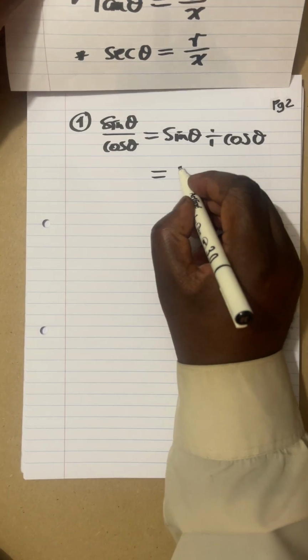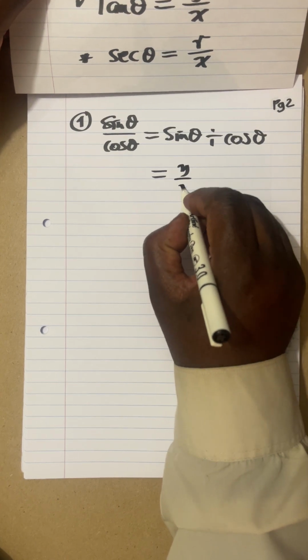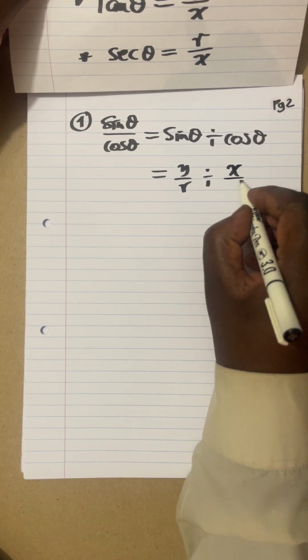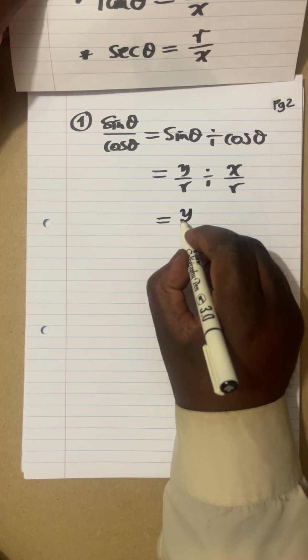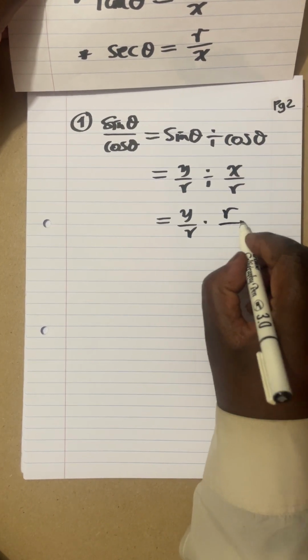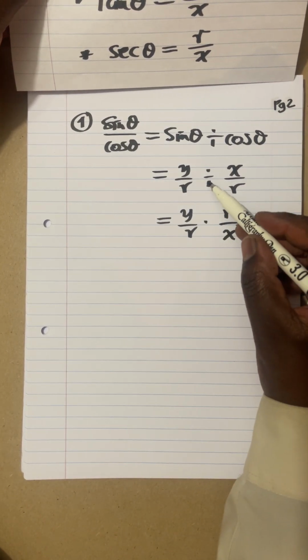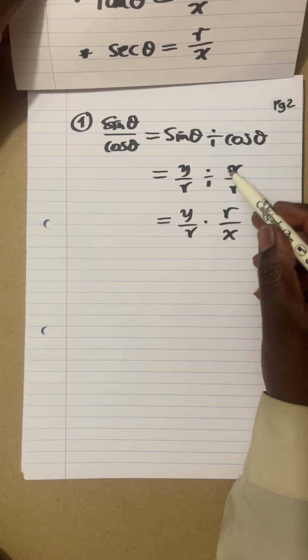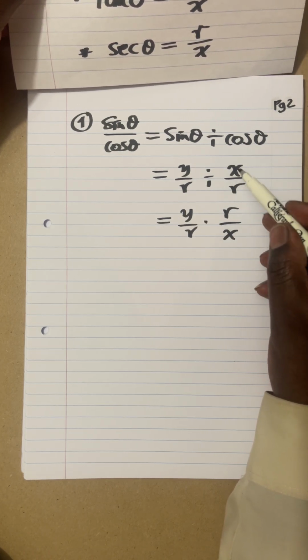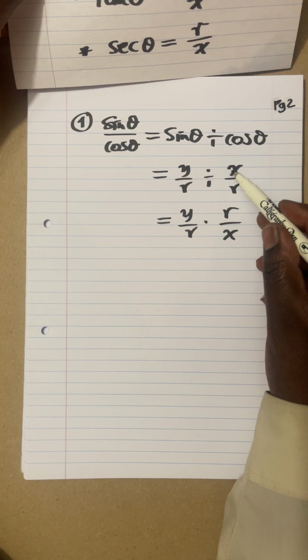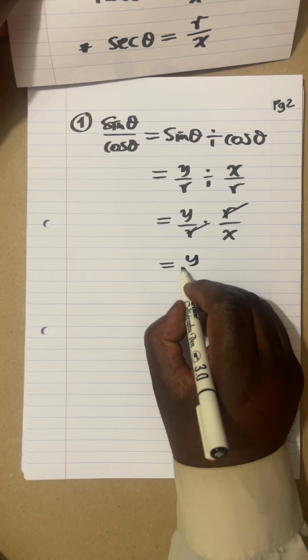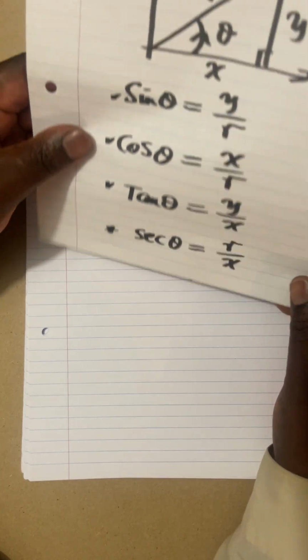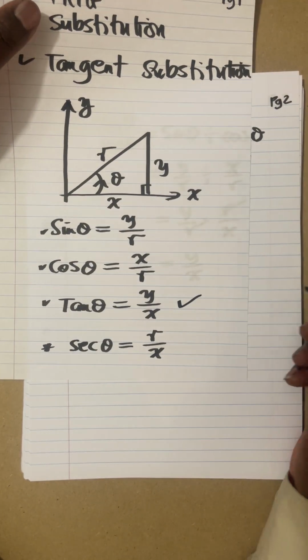So we're going to have y over r divided by x over r. Let's simplify these as fractions. So we can have y over r times r over x. Remember, when the division sign changes to a multiplication sign, the dividing fraction is reciprocated. So r goes up and x comes down, and notice that these cancel. So finally, what do we have? We have y over x. And if you check here, the definition of tangent is just y over x.